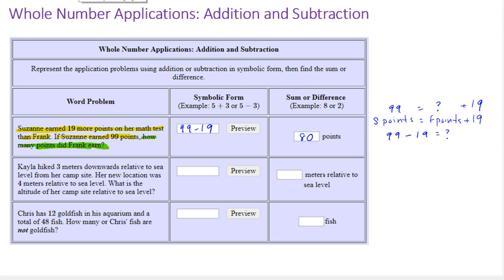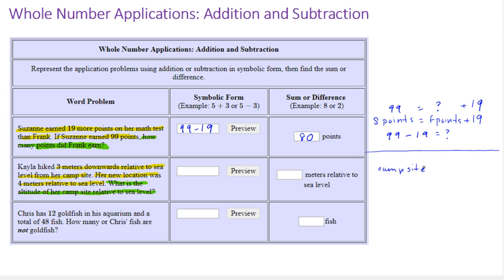Let's look at the next one. Kayla hiked 3 meters downwards relative to sea level from her campsite. Her new location was 4 meters relative to sea level. And we want to know, what is the altitude of her campsite relative to sea level? Okay. So again, before you just start adding or subtracting, let's draw a picture. Okay, so Kayla hiked 3 meters downwards relative to sea level from her campsite. So I'm just going to make this her campsite.